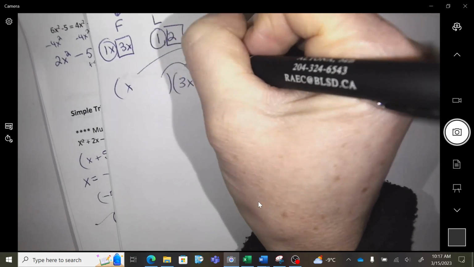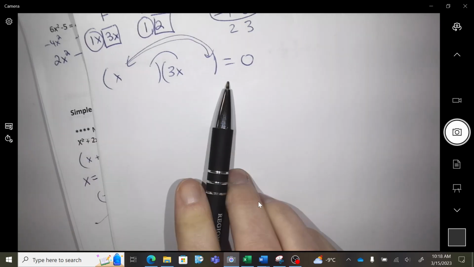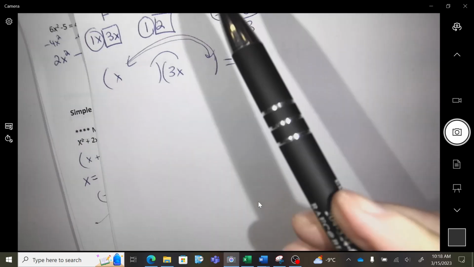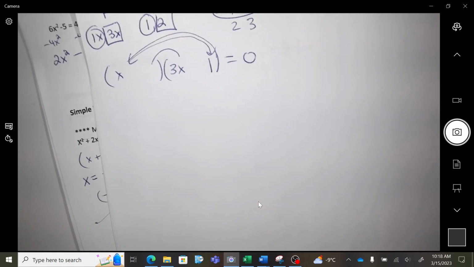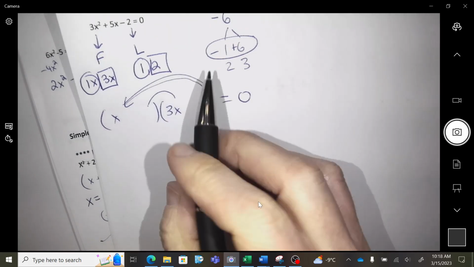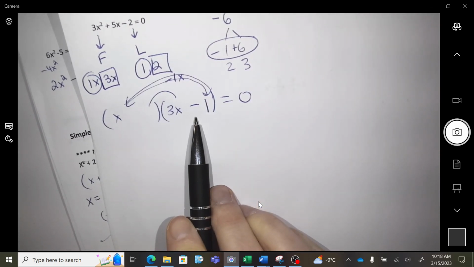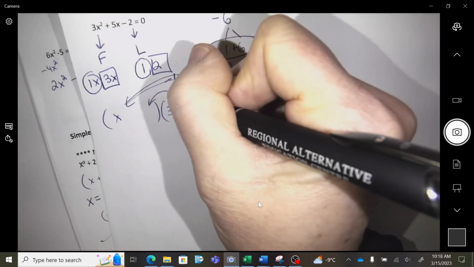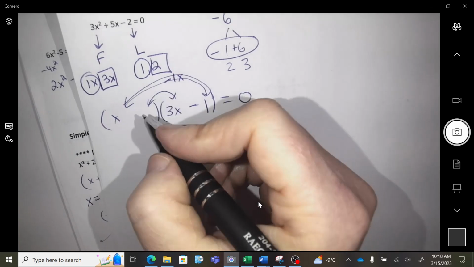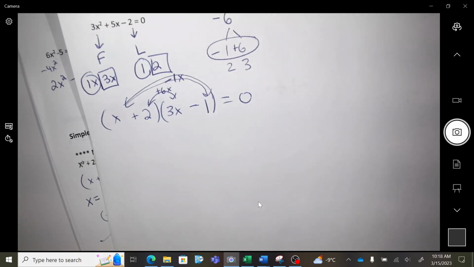Then I draw these little rainbows and I say the O on my FOIL is 1x with a 1. And then that makes up my -1x. Now the other rainbow is the inside, so I partnered a 3x with a 2 to make a +6x.